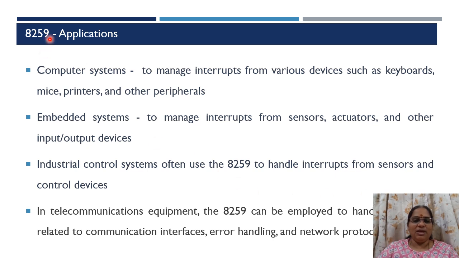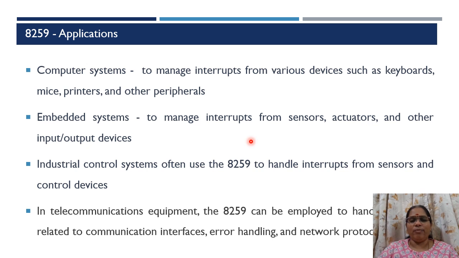So where is this being applied? The 8259 has applications in different areas: computer systems, embedded systems, industrial control, and telecommunication. In computer systems, it is used for managing the interrupts from various devices such as the keyboard, mouse, printers, or any other peripherals. In embedded systems, if you get many interrupts from sensors connected to your automated system, or your actuators, or any other input output devices, all will be managed.